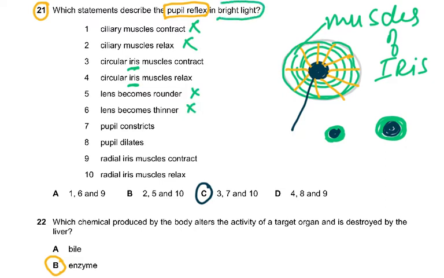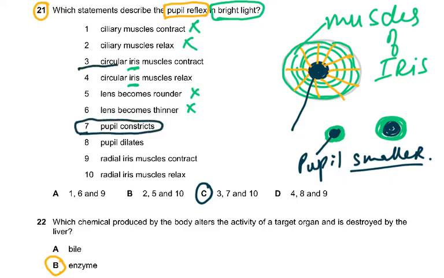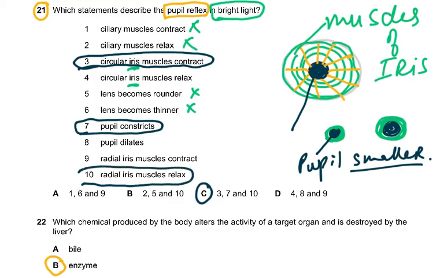And we have to talk about bright light. When somebody shines a torch in your eye with this bright light, the pupil becomes smaller. Why do we want the pupil to constrict? Because we want less light entering the eye, because too much light can damage the retina. So in bright light, the pupil will constrict. So this is why we had first three: circular muscles contract, then pupil constricts, and then radial iris muscles relax.